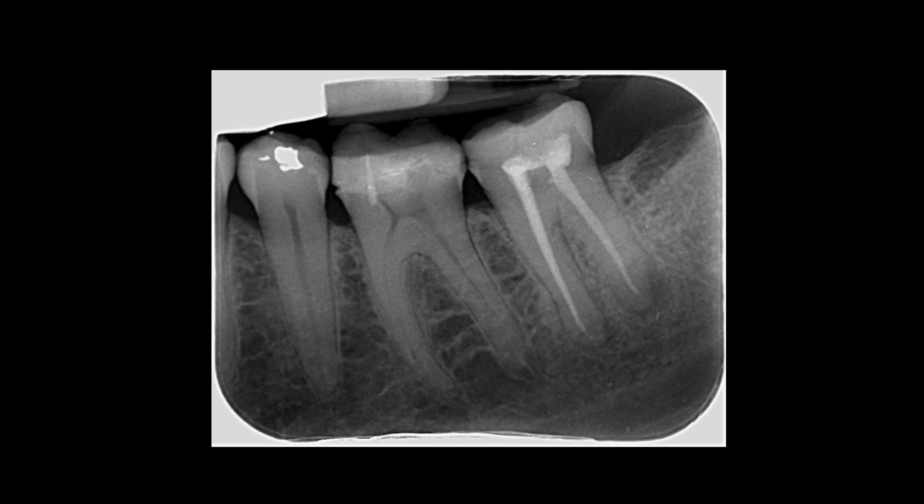Here you can see the preoperative radiograph of the mandibular left second molar. The tooth had been referred in for root canal retreatment as there's a periapical radiolucency at the apex of the distal root. The existing restoration looked quite reasonable, however there was a crack visible on the distal aspect.